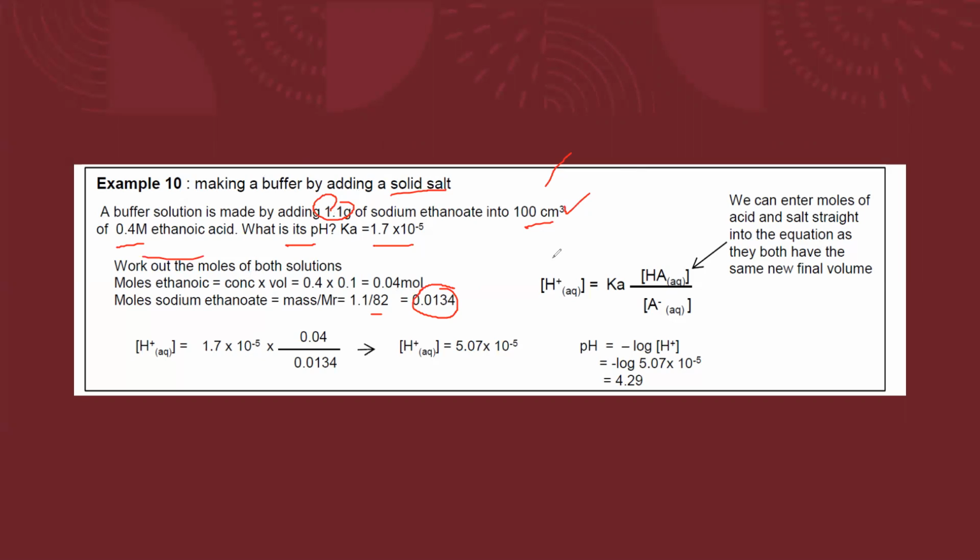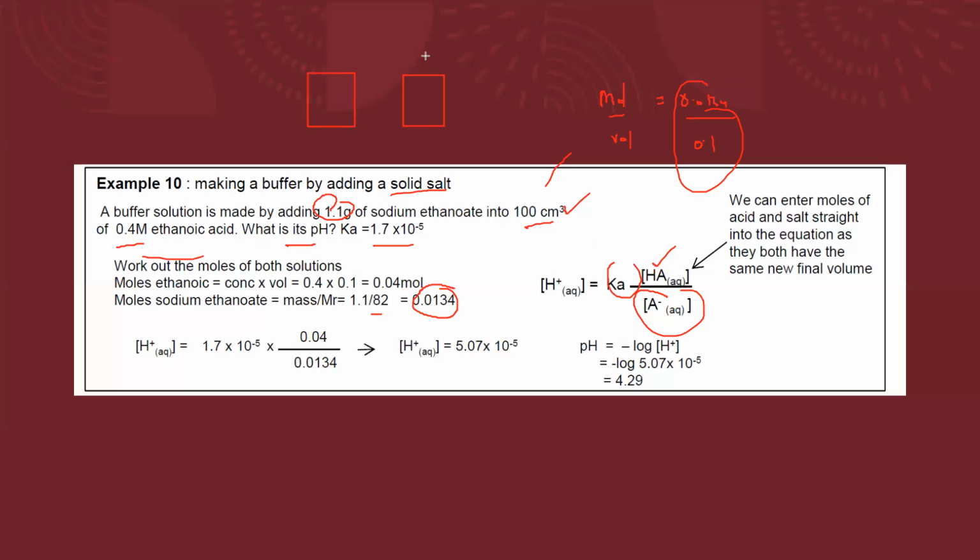Here, the concentration of acid will remain unchanged, but the concentration of salt we work out by using the formula moles divided by volume. Moles is mass in gram over molar mass, which is 0.0134, divided by the volume, which was 100 cm cube, so it will be divided by 0.1. We'll get the concentration, and Ka is there, so we can find pH.